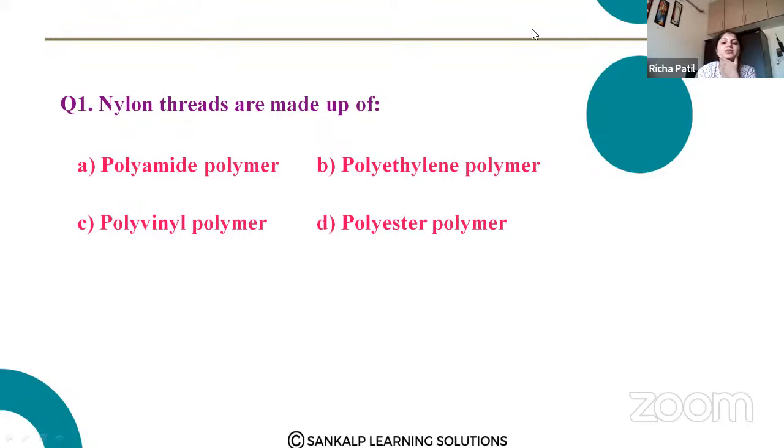Next, we'll solve some questions based on this. Nylon threads are made up of what? What type of polymer is nylon? Just now we had discussed this. Yes, Lohit Kumar, it is the correct answer. It is a polyamide polymer, not D, not polyester. It is polyamide.